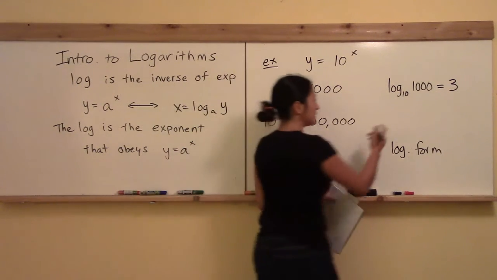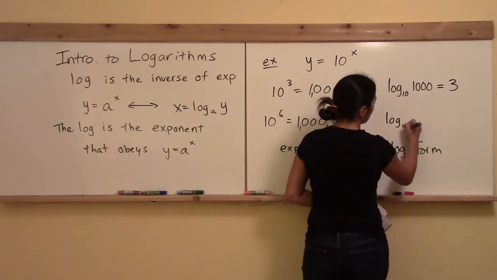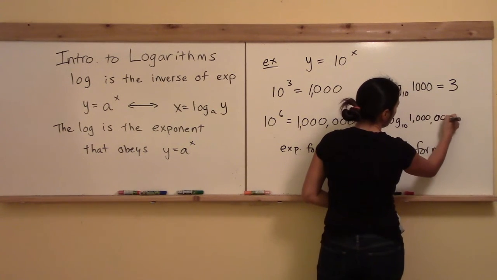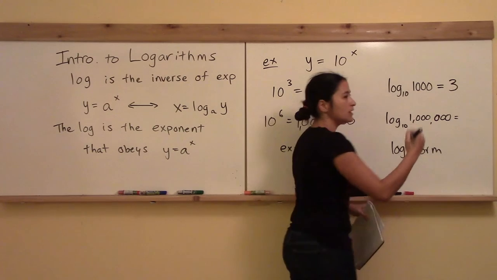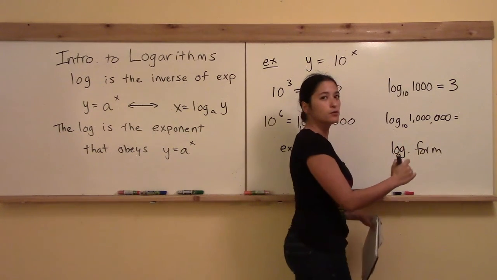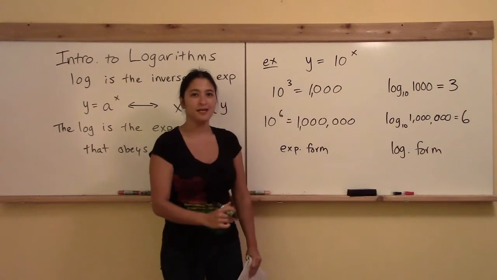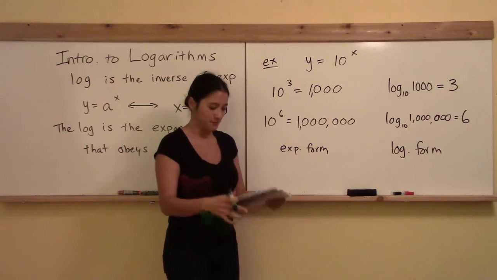Okay, so let's see if you wrote it down. What I'm looking for here is that the log base 10 of the number 1 million, that's going to be the number that I would raise 10 to in order to get a million. And the answer is 6. Okay, exponential form, logarithmic form.